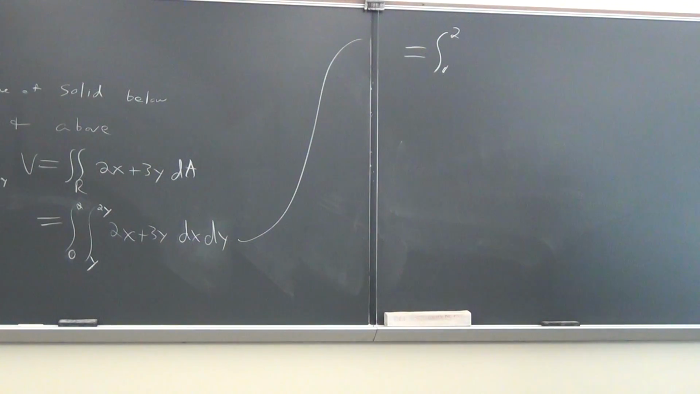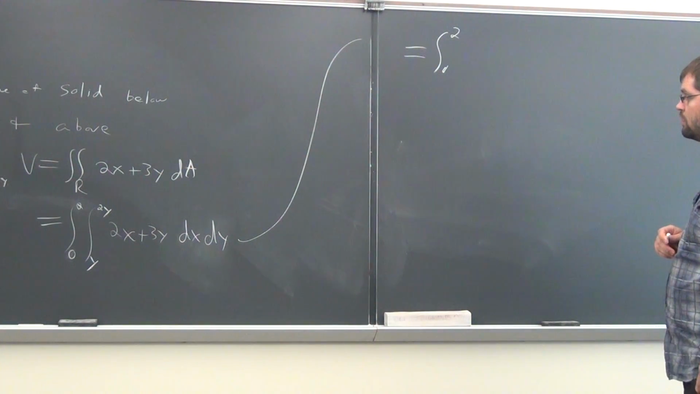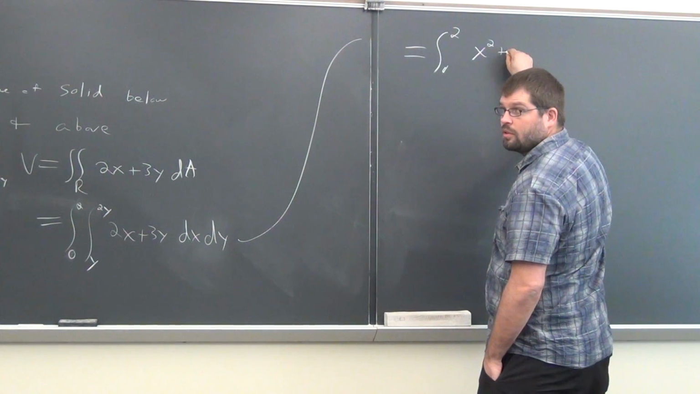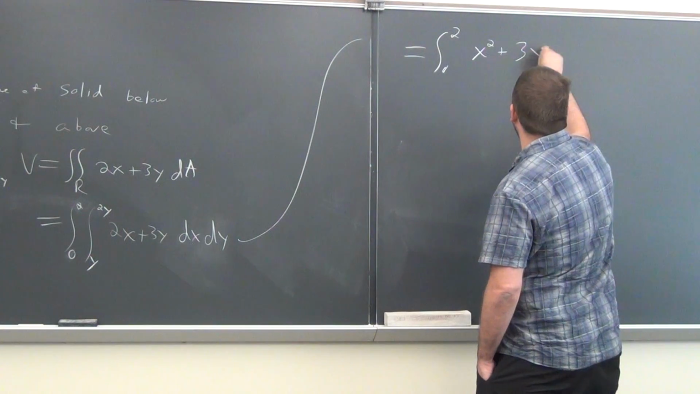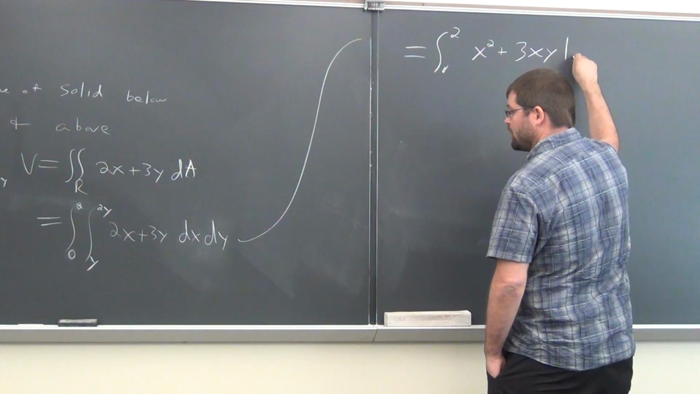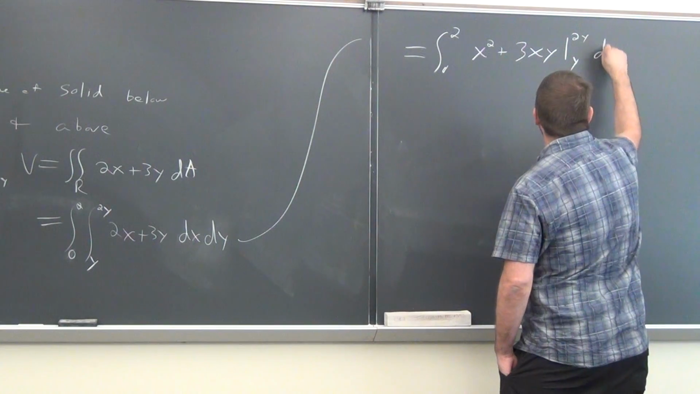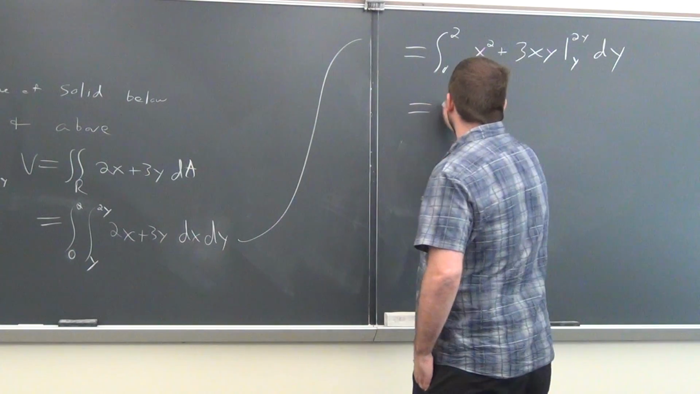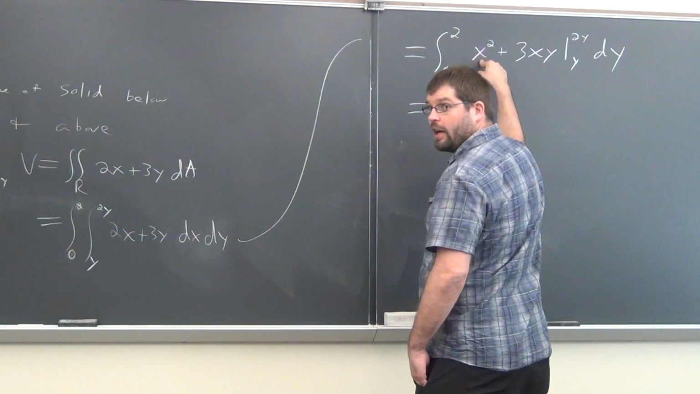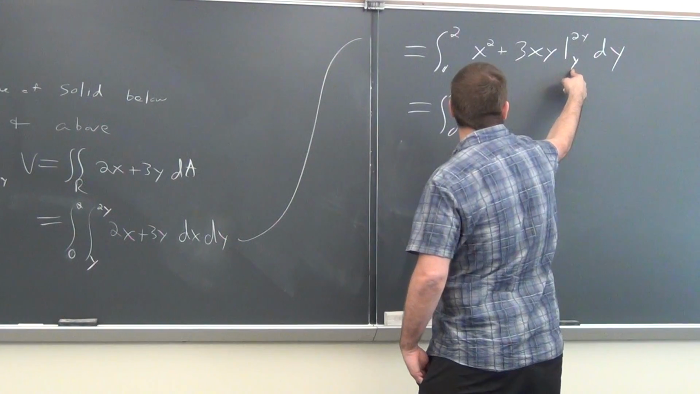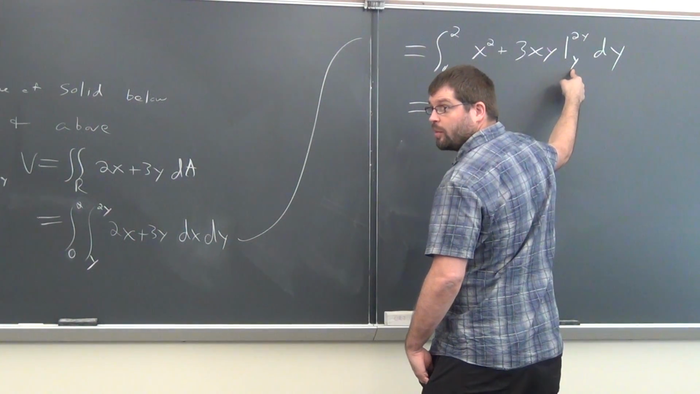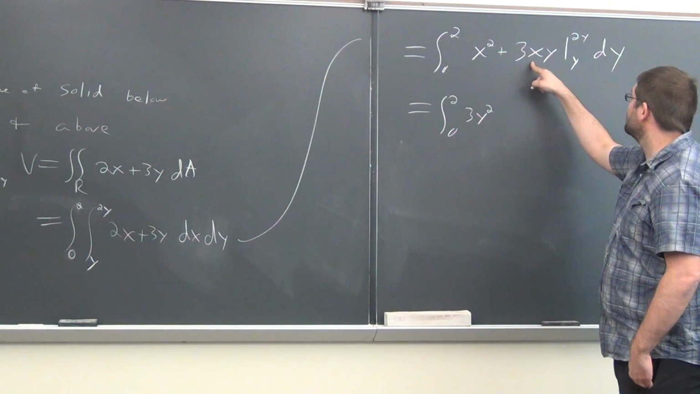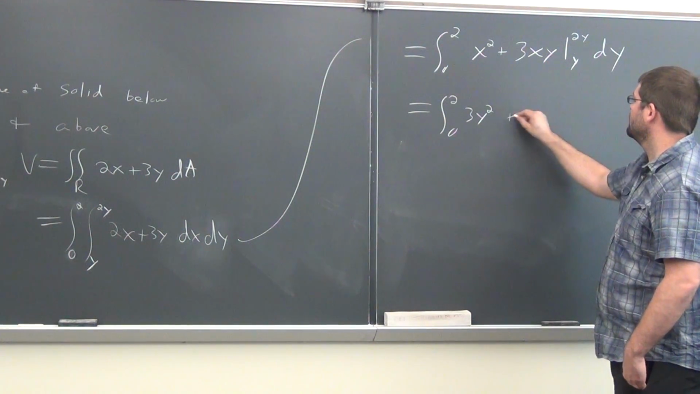X squared plus 3y. Okay. So 0 to 2, x squared plus 3yx. I'm going to write it xy for whatever reason. I like the x in front, but it doesn't matter. And then the 2y and y get plugged in, right? Plus 3. It'll give you 4y squared minus y squared, right? And so what do we end up with? 3y squared. And then this one will also give us 6x. No, 6y squared, right? 6y squared.